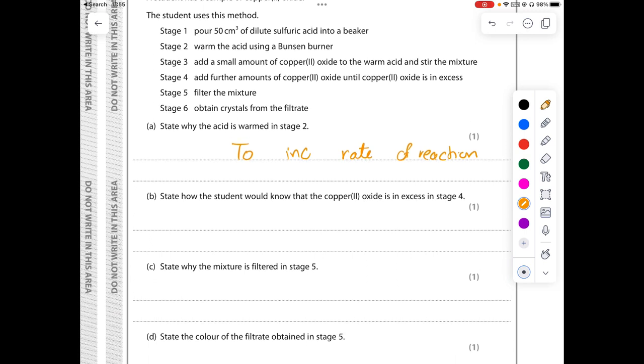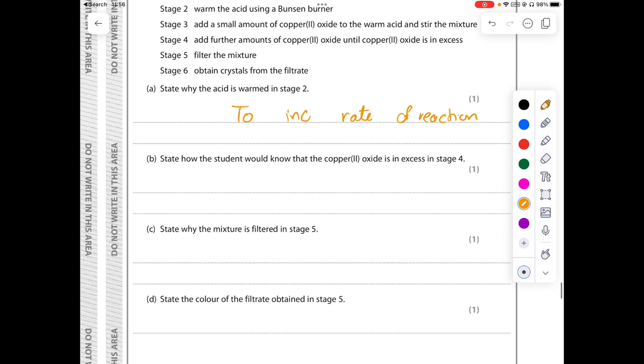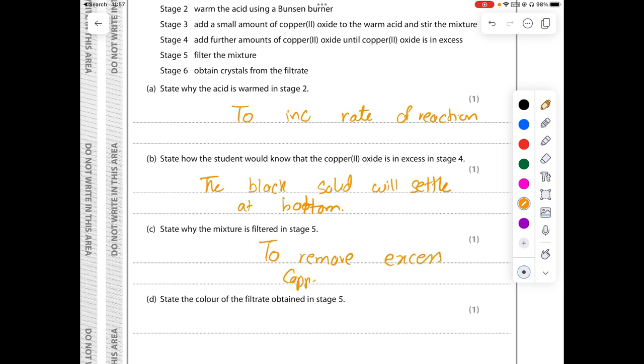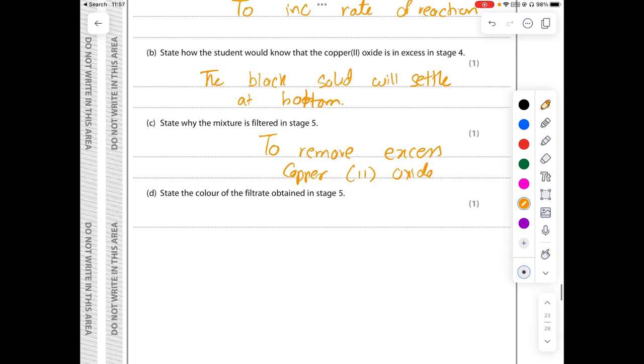State how the student would know that the copper II oxide is in excess in stage 4. What will happen is the black solid will settle at the bottom. State why the mixture has been filtered: to remove the excess copper II oxide. Then state the color of the filtrate obtained in stage 5: blue. Why is it blue? Due to the presence of copper 2+ ions.